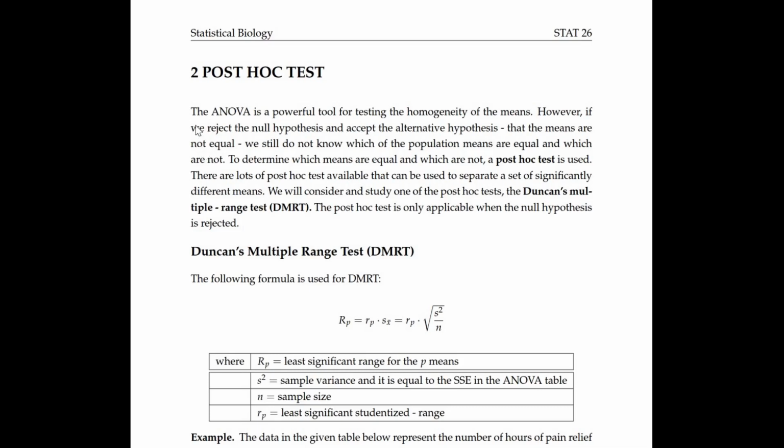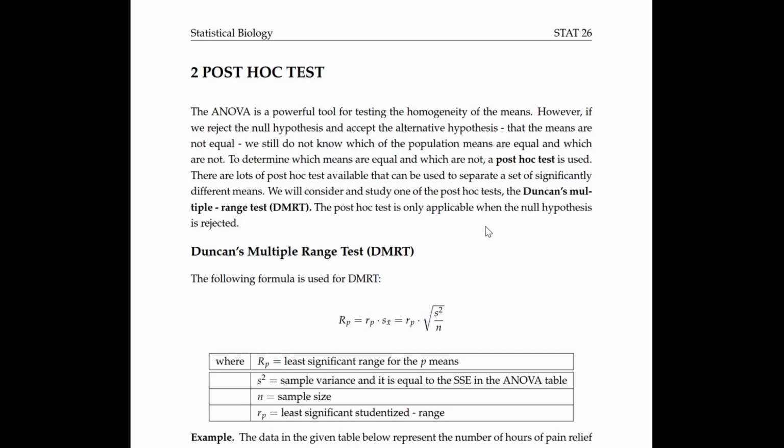Good day, everyone. I will be discussing post-hoc tests, specifically Duncan's multiple range test. We all know that the analysis of variance is a powerful tool for testing the homogeneity of the means. However, if we reject the null hypothesis and accept the alternative hypothesis that the means are not equal, we still do not know which of these population means are equal and which are not. So to determine which means are equal and which are not, we will use a post-hoc test.